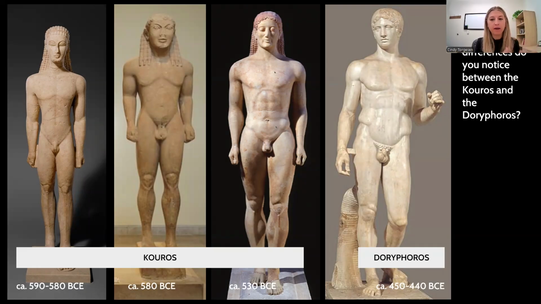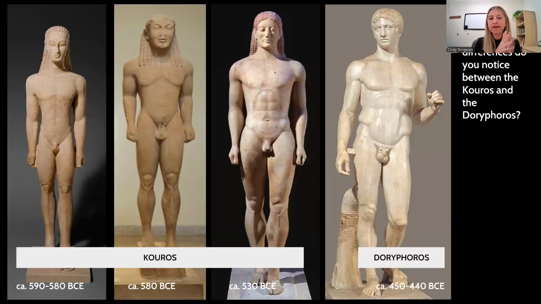And I want you to do a comparison between these Kouros figures and Doryphorus, which is this figure that I have more towards the right. So pause video, take a minute, notice the differences, the similarities. Let's think about why those changes have taken place. How are those changes being shown? Is it through technical skill? Is it shown through the figure, right? Think about all of those questions and we'll talk about it.